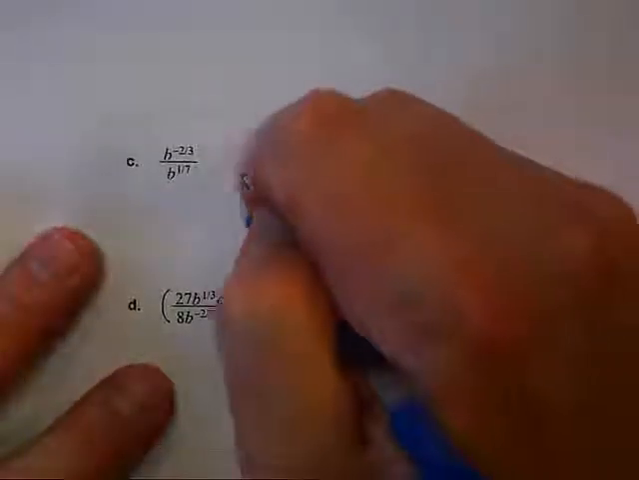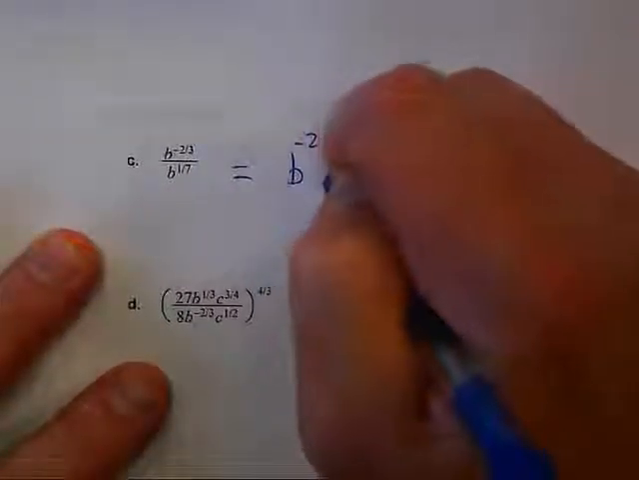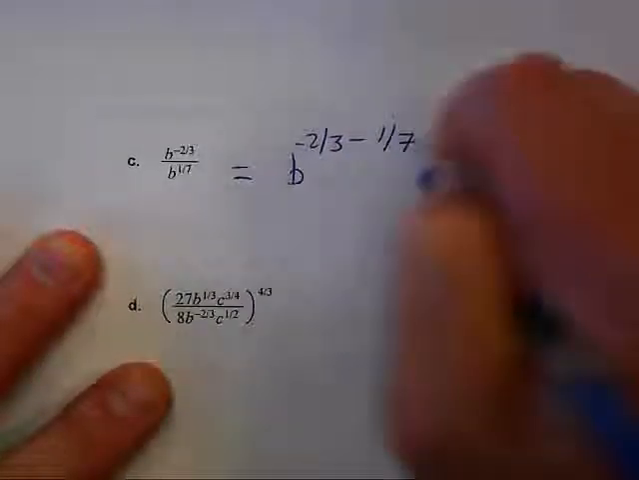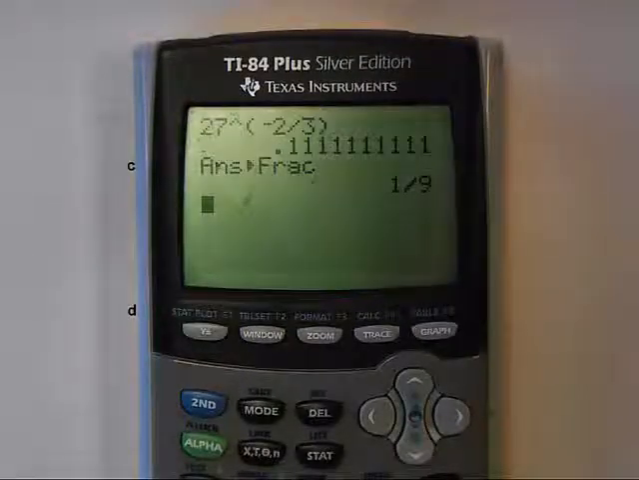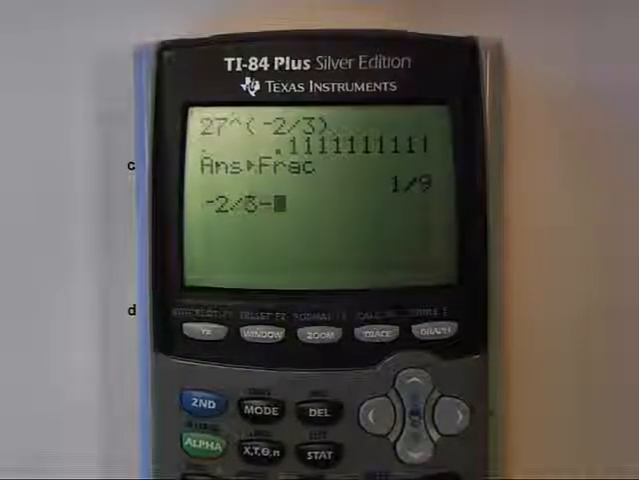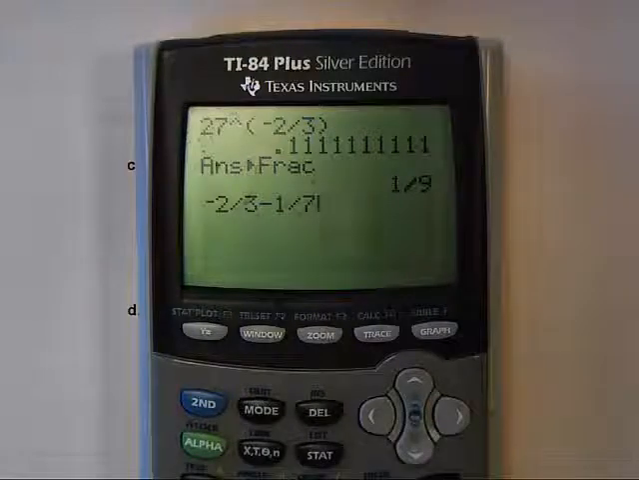So this is the same as B to the negative 2/3 minus 1/7. You simply subtract your powers. So the hard part of this problem is you've got to take negative 2/3 and subtract 1/7. How do you do that? You don't get a common denominator, you get your calculator. Negative 2/3 minus 1/7. You're going to have lots of fractions in these problems in section 4.2. Your calculator is your best friend because it will handle all these fractions for you.